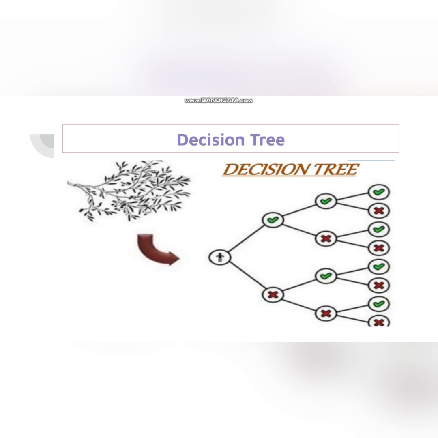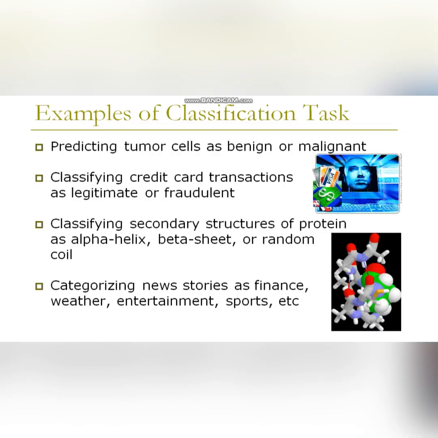So, what exactly does a decision tree do? It classifies our data into two groups, yes or no, whether the condition is satisfied or not. If the condition is satisfied, it will be in yes. If the condition is not satisfied, it will be categorized as no.